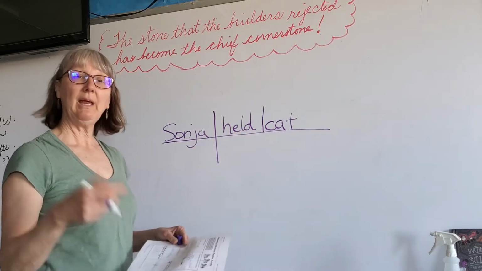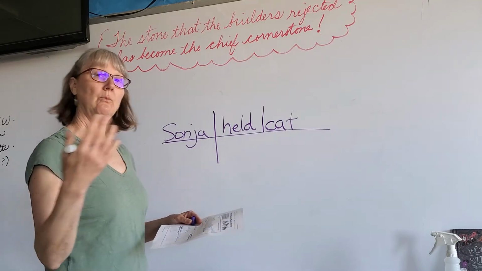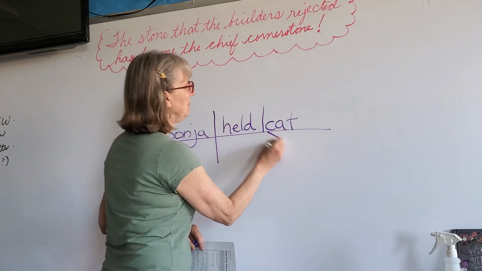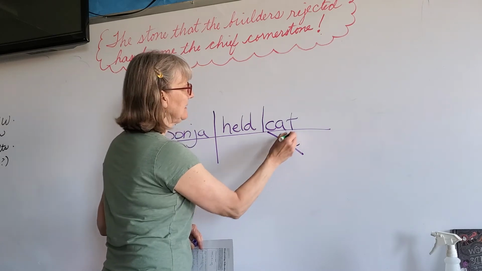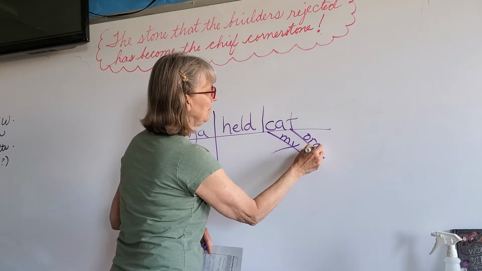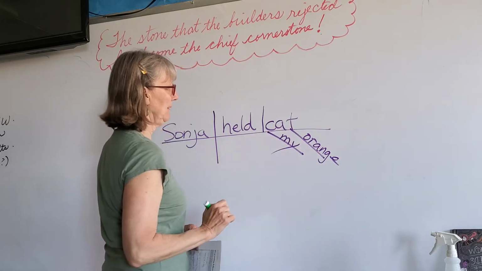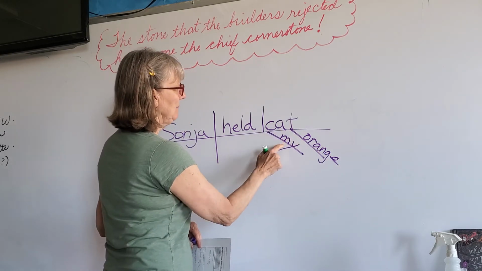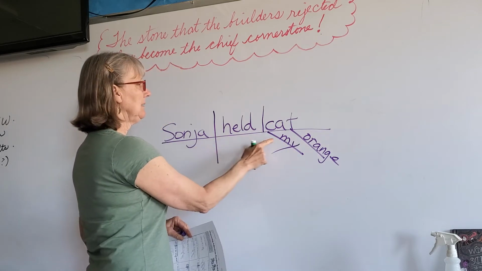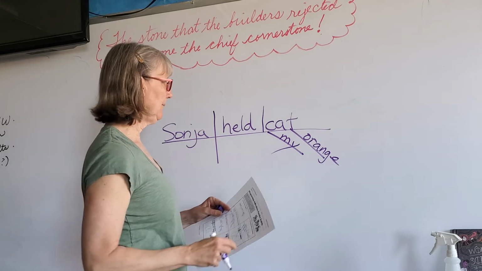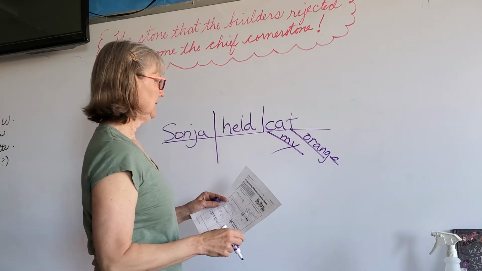But we have more information about the cat. What are the adjectives that come in before cat? My, orange. My modifies cat, and orange modifies cat. If it comes off like this, it means it modifies the word above it. My cat, orange cat, my orange cat. Sonia held my orange cat. Subject, verb, and then we go with our direct object.